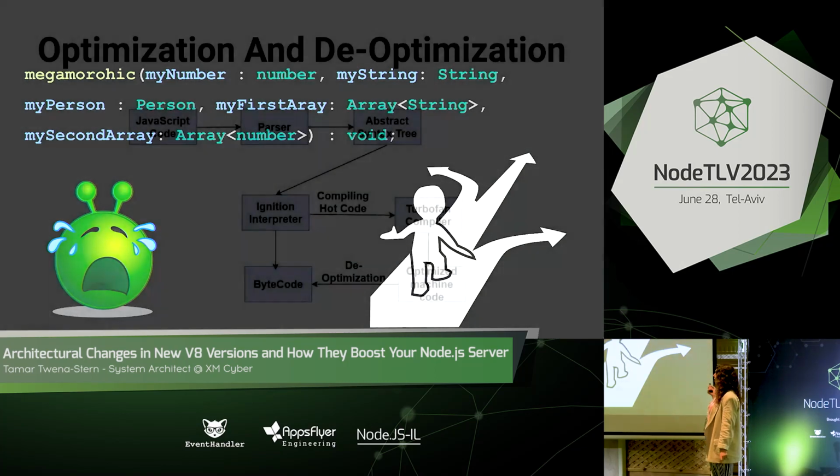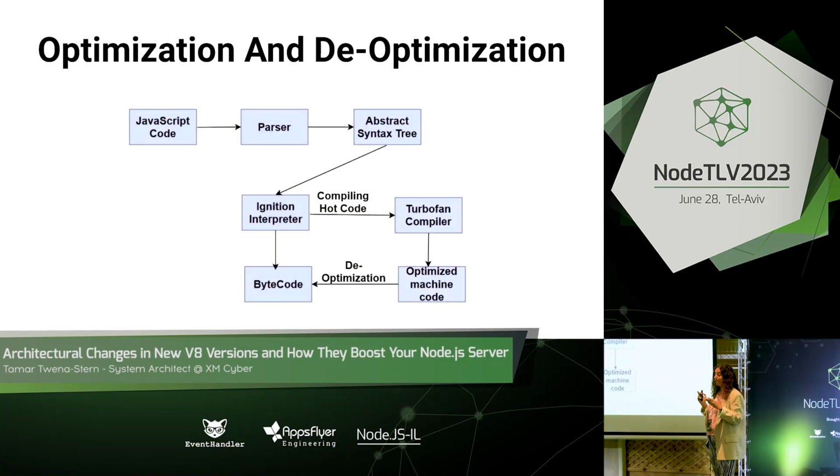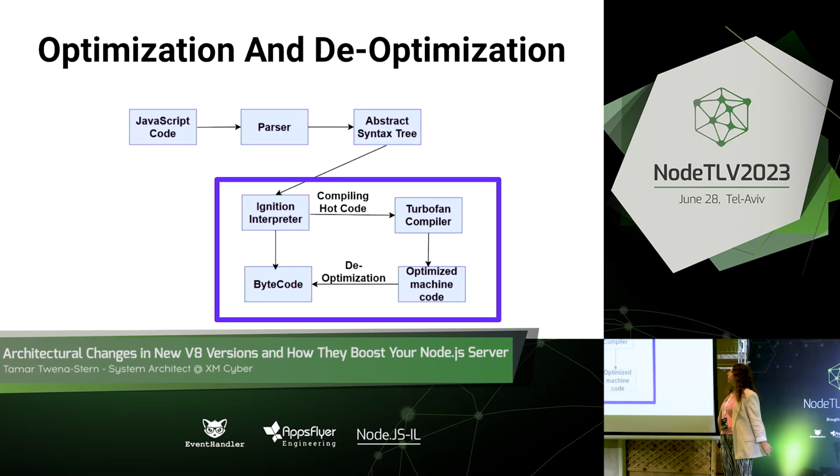Now let's talk about another tricky part. What are optimization and de-optimization? We said that after a large N, TurboFan takes hot code and generates an optimized binary for that code. In order to do that, it makes assumptions.